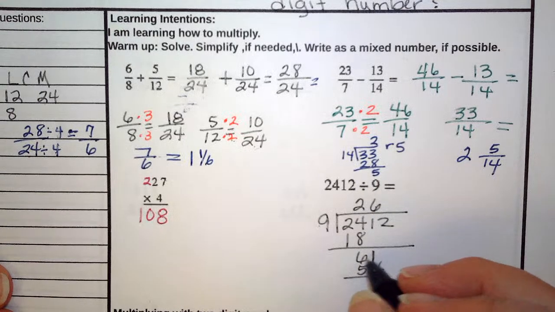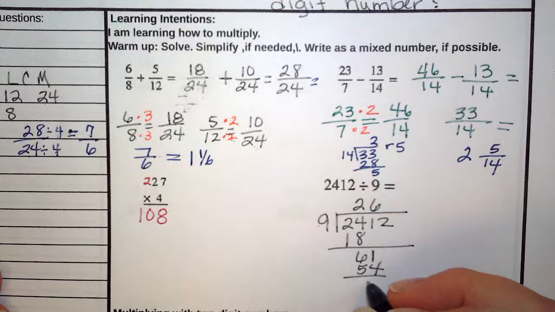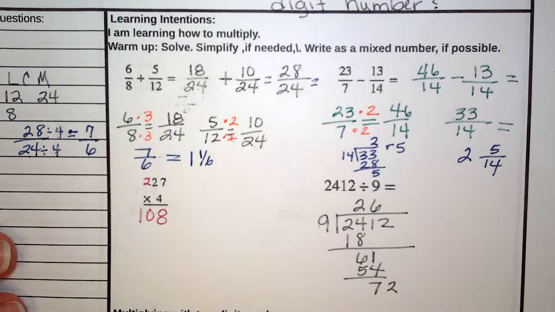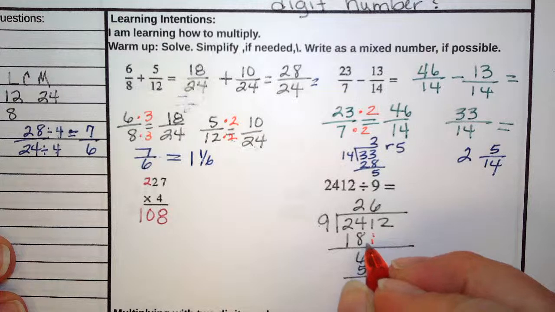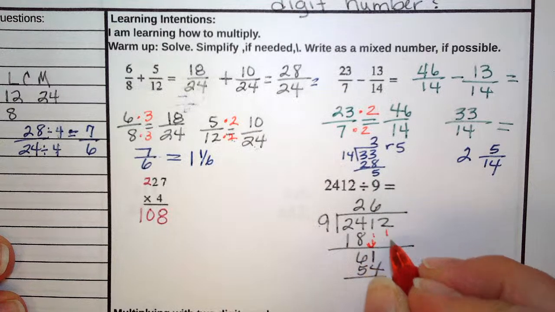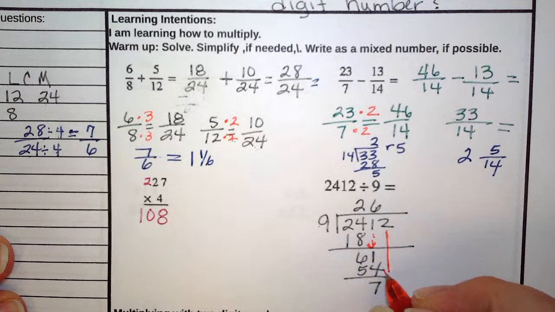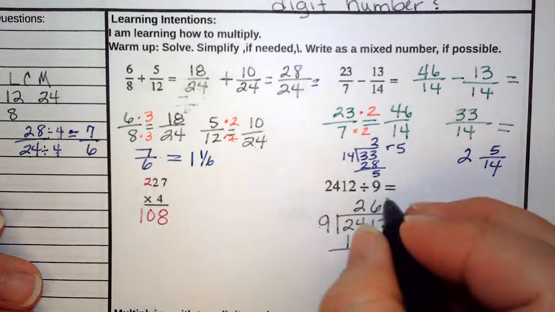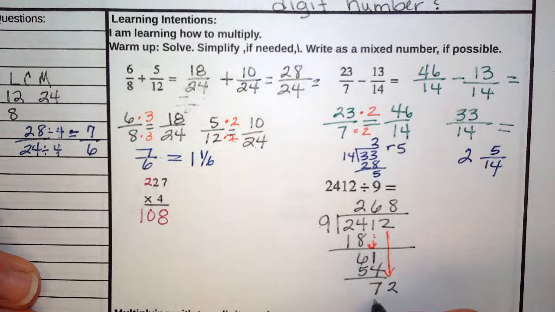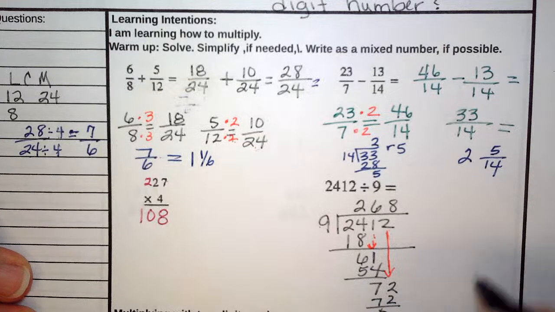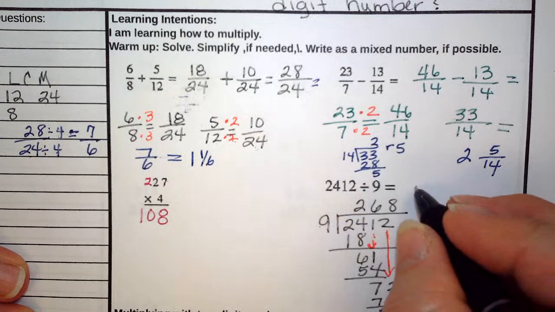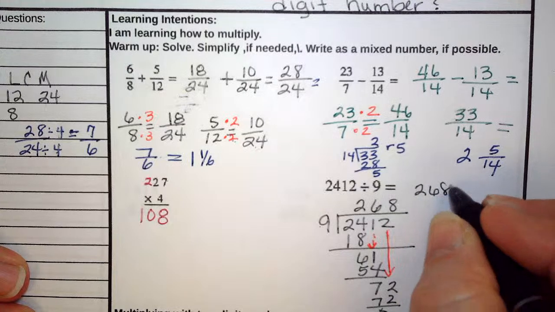Okay. 61 minus 54, this would be 7, and I bring the 2 down. Remember, as we bring these down. 72 divided by 9 is 8. And I've got a 0 for a remainder. So 2,412 divided by 9 is 268.